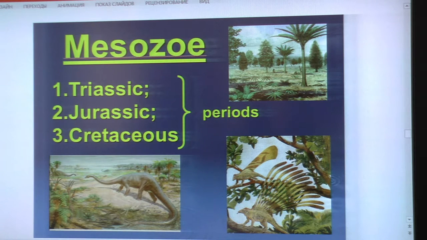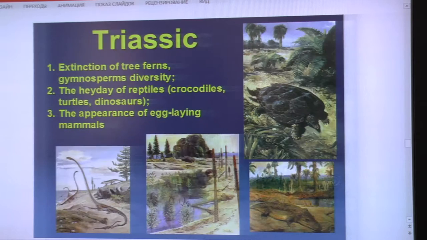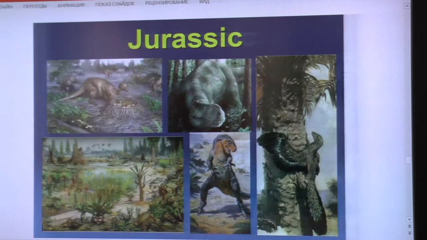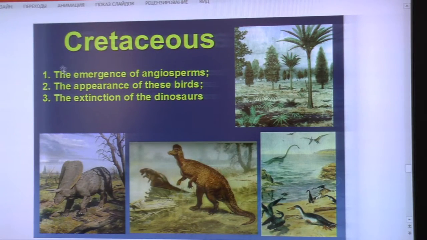The next era, as you see, is the Mesozoic, which included three periods: Triassic, Jurassic, and Cretaceous. In the Triassic period, we have the extinction of tree ferns, the diversity of gymnosperms, the heyday of reptiles like crocodiles, turtles, and dinosaurs, and the appearance of egg-laying mammals. In the Jurassic period, we have the dominance of gymnosperms and reptiles, and the occurrence of marsupials and placental mammals. In the Cretaceous period, we have the emergence of angiosperms, the appearance of birds, and the extinction of the dinosaurs.